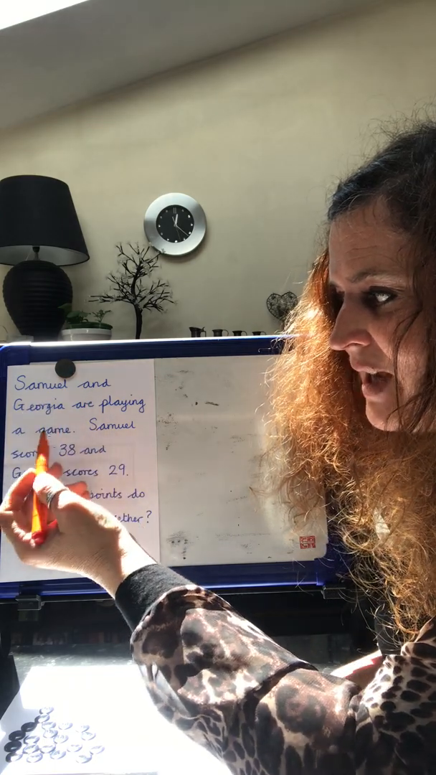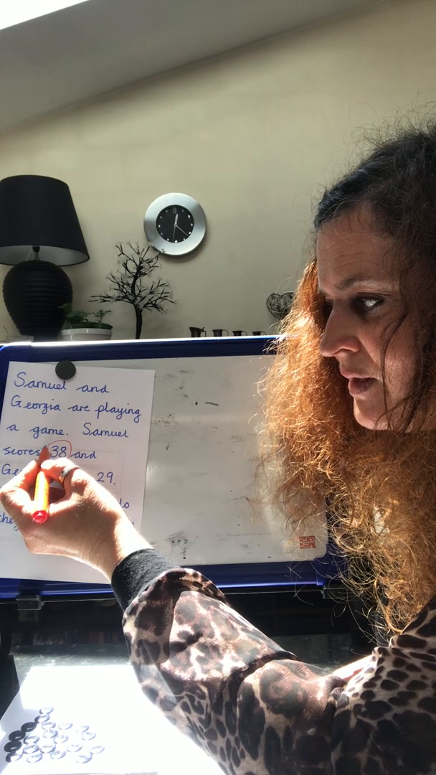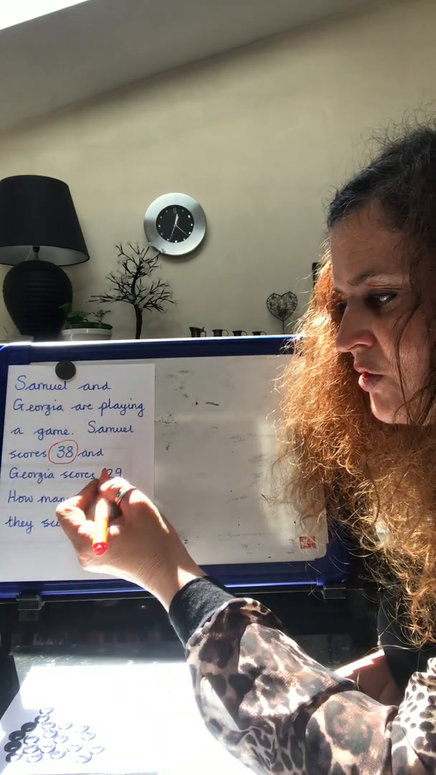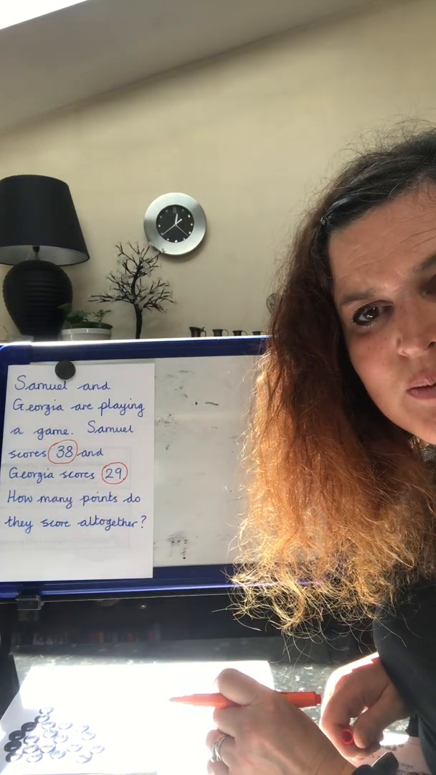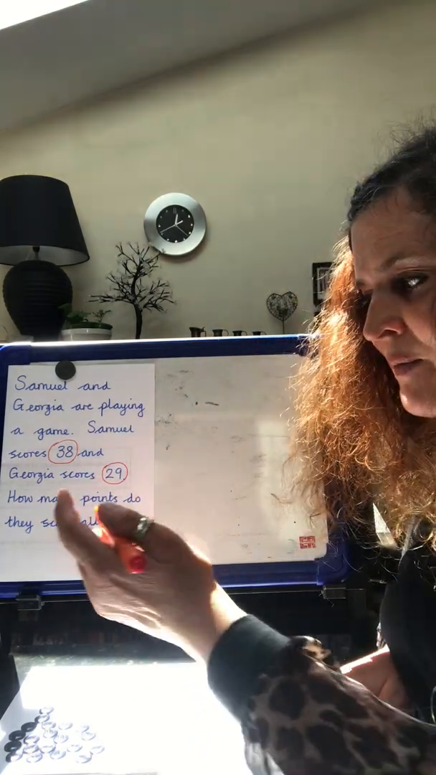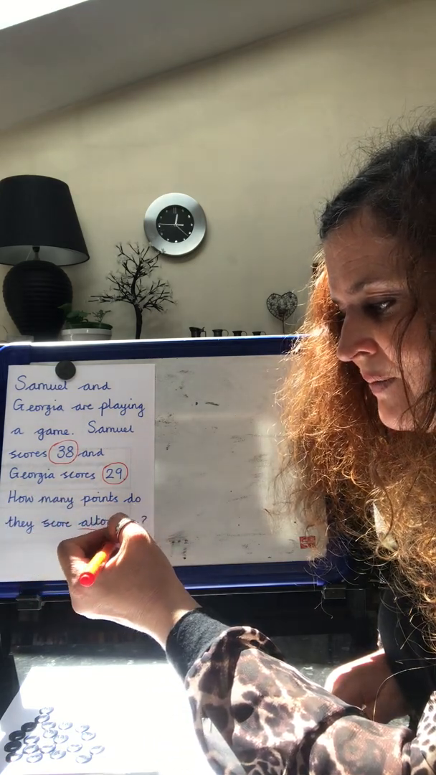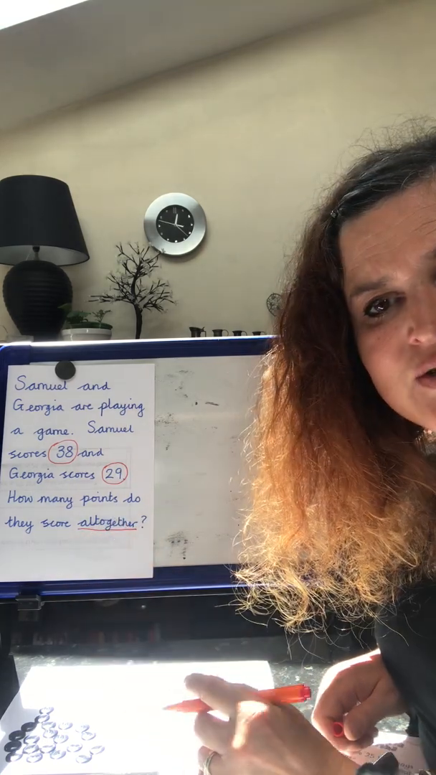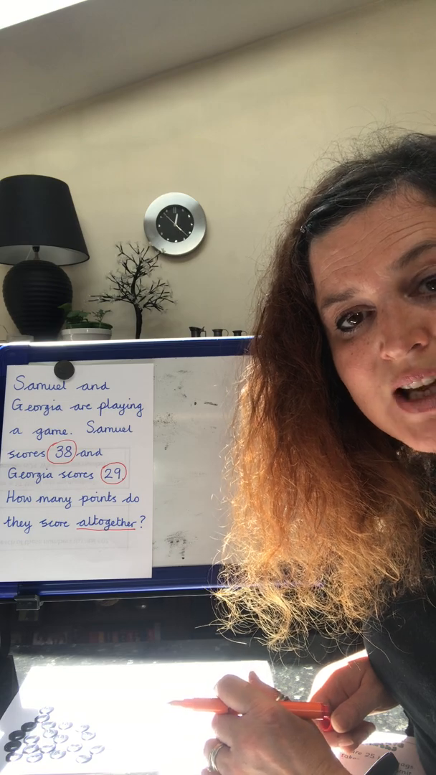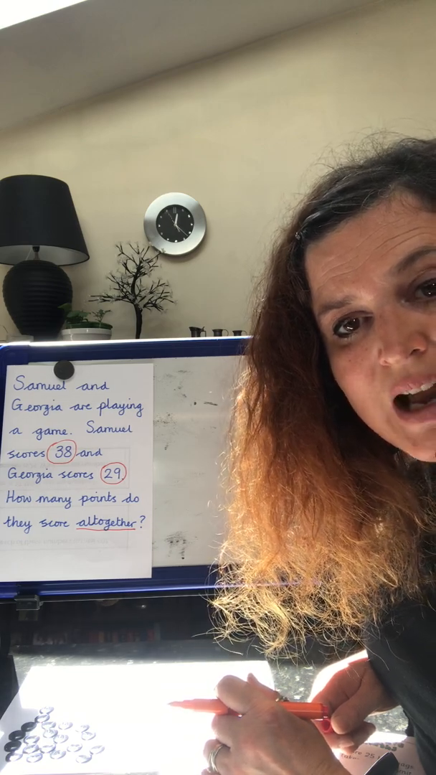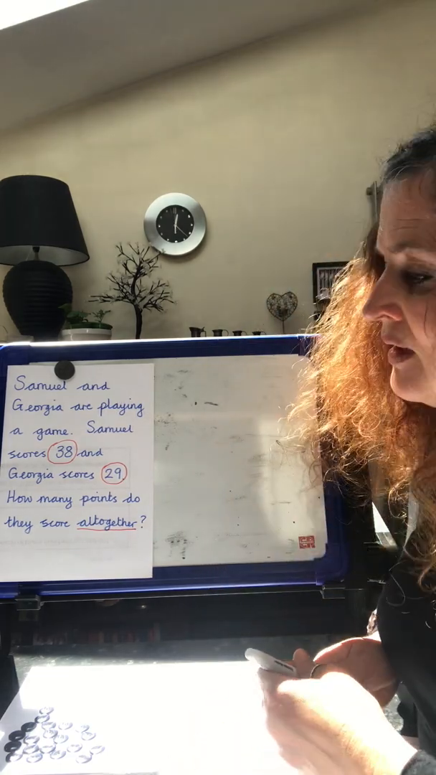Samuel and Georgia are playing a game. Samuel scores 38 and Georgia scores 29. So I've made sure I've found the numbers involved in the calculation. How many points do they score all together? So all together is the important word there. And if I'm finding out how many points all together, that's the clue that I need to add. So I'm going to formulate my calculation.